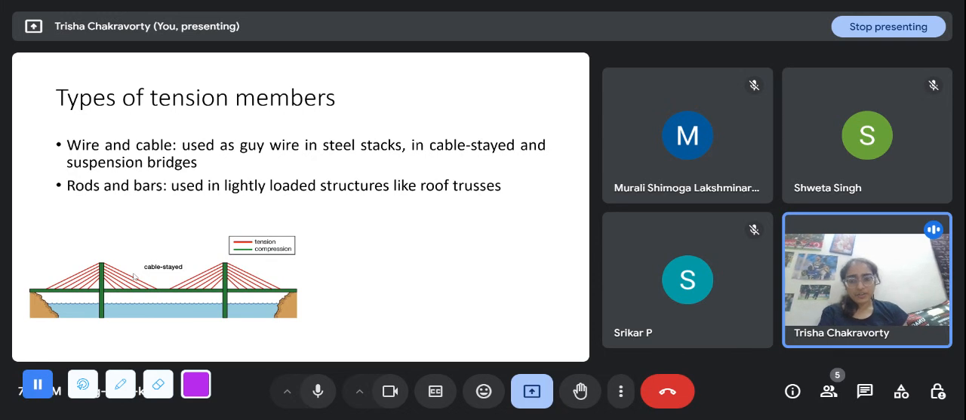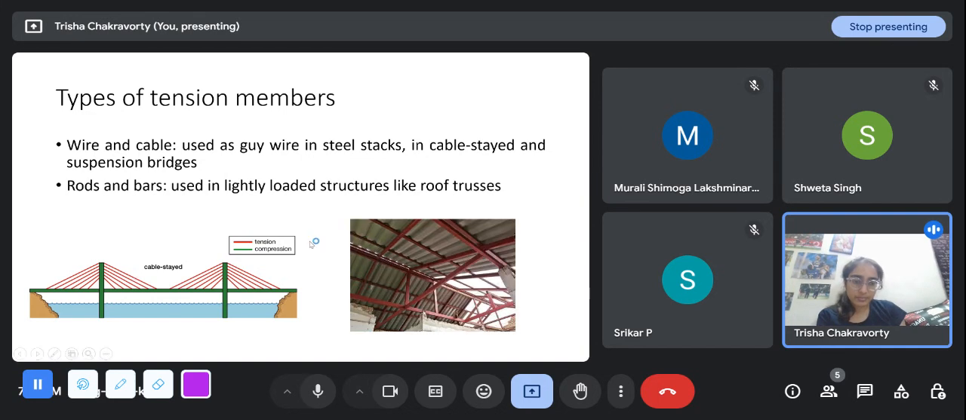There is another type called rods and bars. They are used in lightly loaded structures like roof trusses. For example, here these are the rods and bars. They are also used to make some structures like gantry girders in steel industries.